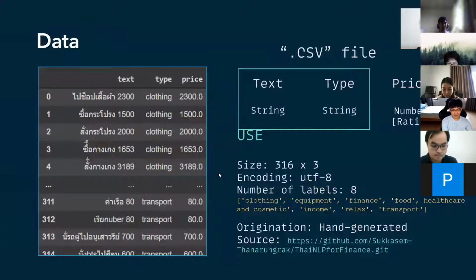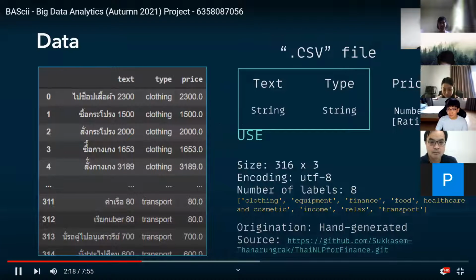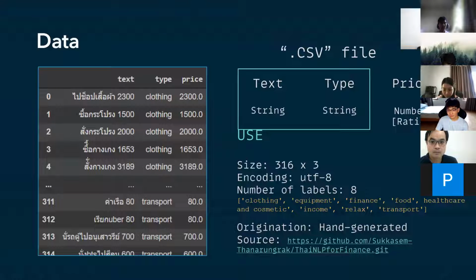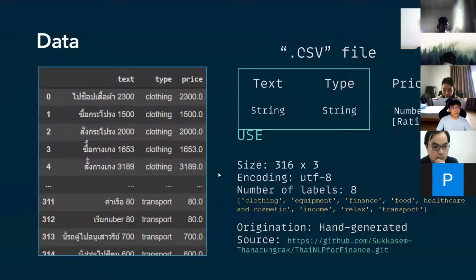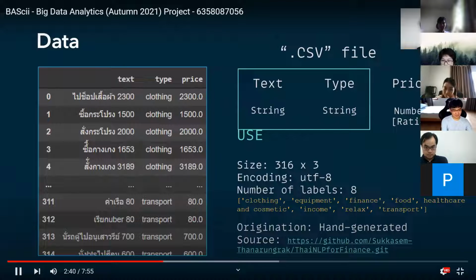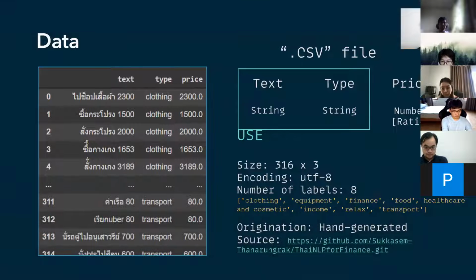Looking at the data, it is a CSV file containing 316 by 3 values. The three columns are text, type, and price. Text and type are strings, and price is a ratio number. The file is encoded in UTF-8, and there are 8 labels: clothing, equipment, finance, food, healthcare, income, relax, and transport. These data are hand generated by me, and the source is in the GitHub link below.